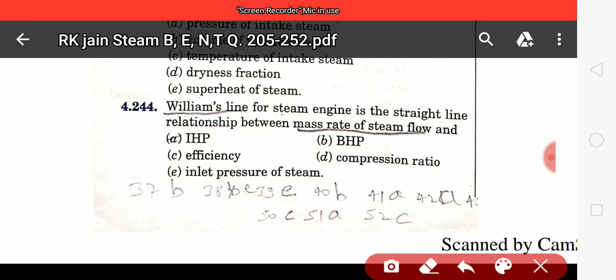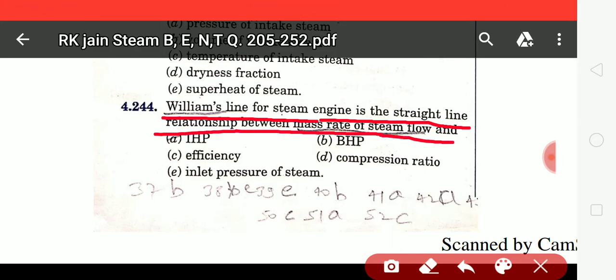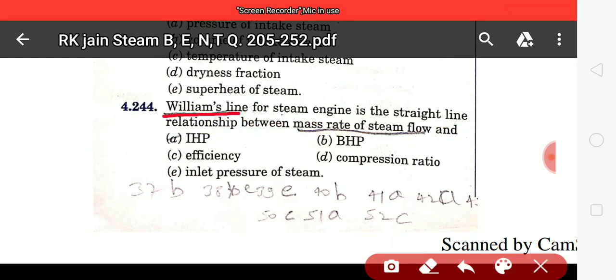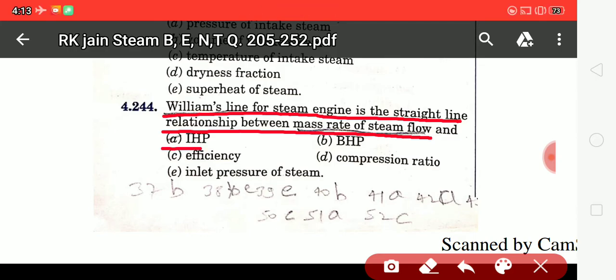Next, Williams line of a steam engine is the straight line relationship between the mass rate of steam flow and IHP.